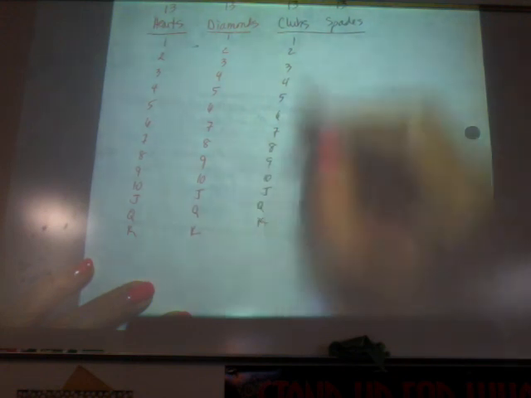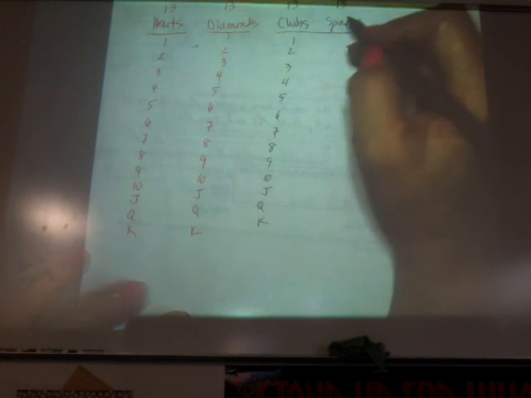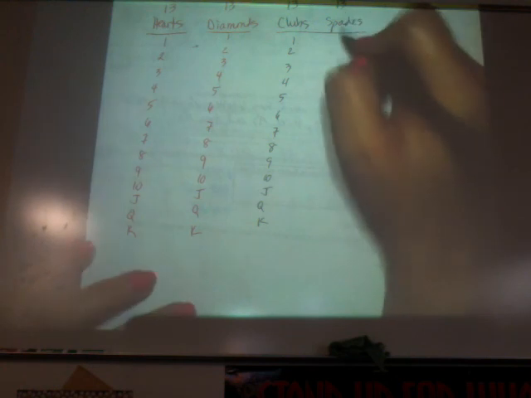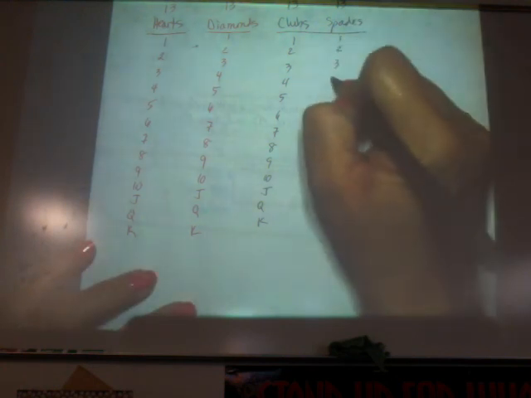The Joker doesn't count as part of the 52 cards. I know in some games it might, but not for mathematical probability.